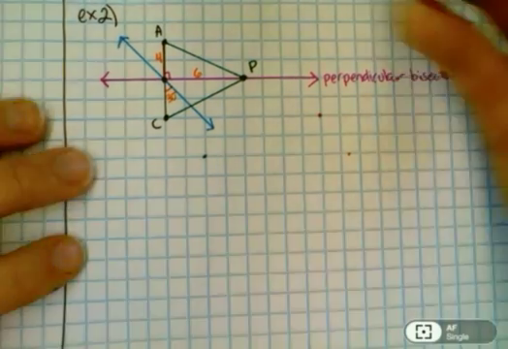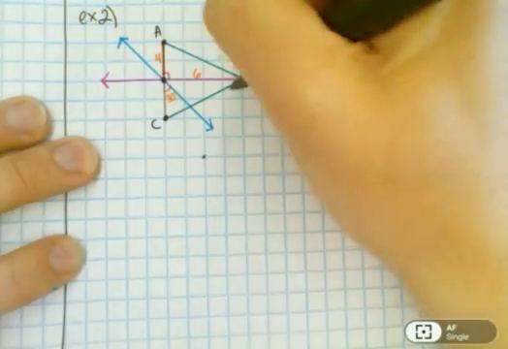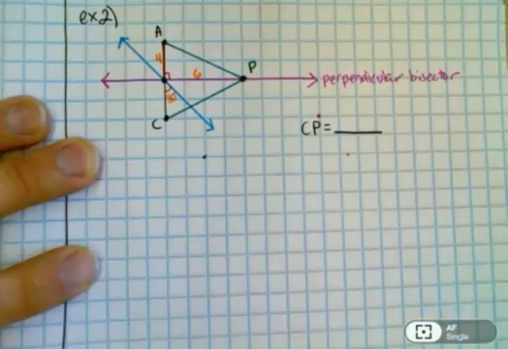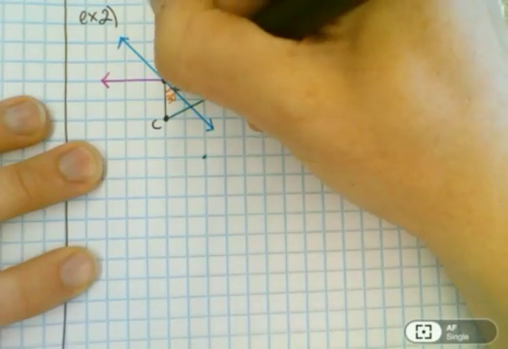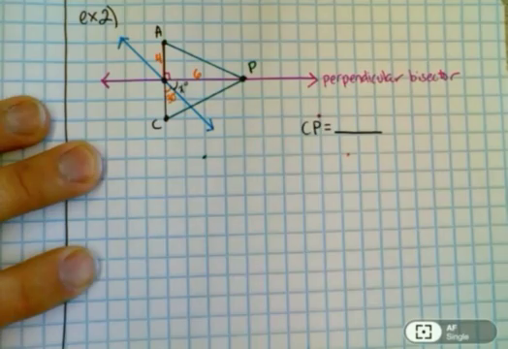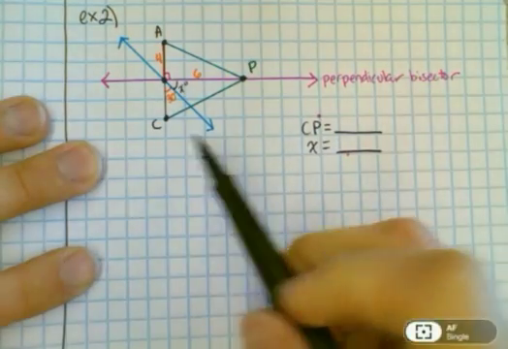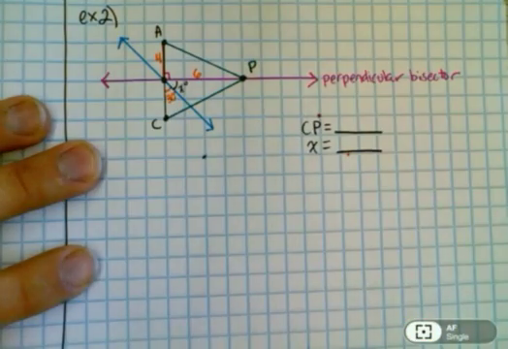There are 2 things that I want us to find. I want us to find right here the length of CP. And I also want us to find the measure of this angle. And so I'm just going to say that this is X degrees. So 2 things for us to find. First, what is the length of line segment CP? And then I also want to know what is the measure of that angle.